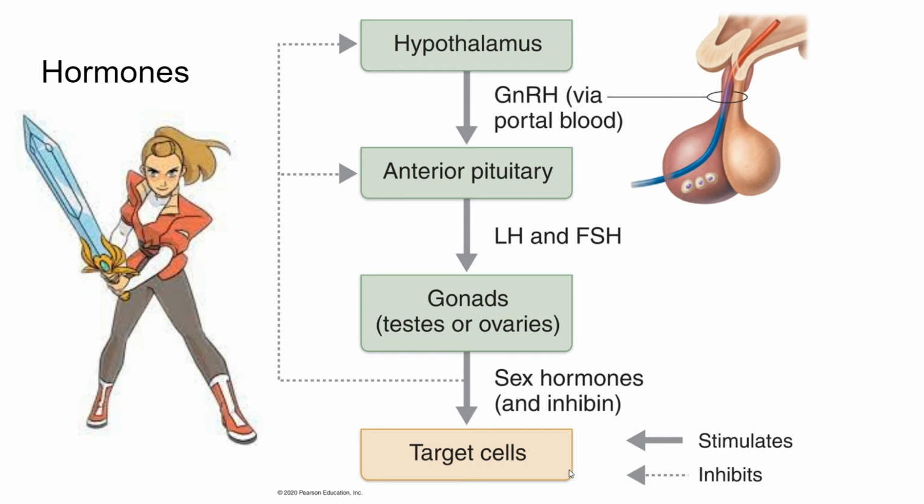These two hormones are known collectively as gonadotropins. Basically the hypothalamus releases GnRH, which causes release of these gonadotropins, and they interact directly with the gonads, which are the testes and the ovaries, and then those organs will release their particular hormones. For males, that would be testosterone, and for females, that would be estrogen and progesterone.